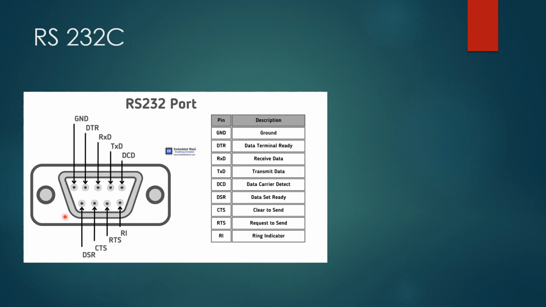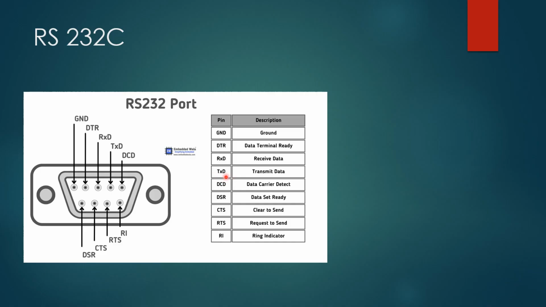RS-232 is a 9-pin configuration which supports serial communication, and the serial communication is established by handshaking. Those provisions are provided by these pin diagrams, where the first pin is ground, the second pin is data terminal ready, showing whether the terminal used as a transmitter or receiver is ready or not, the third pin is receive data, showing whether the data is received or not, and the fourth pin is transmit data.